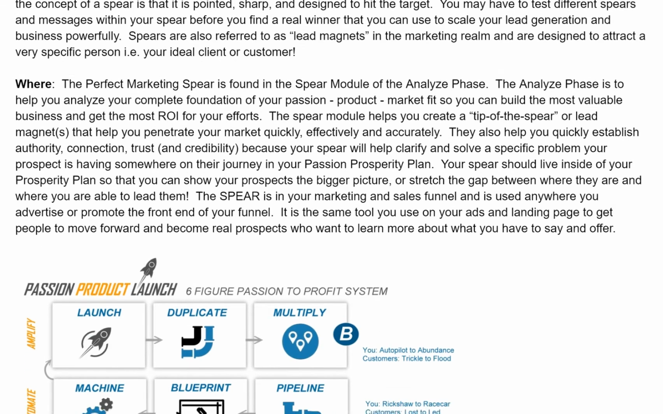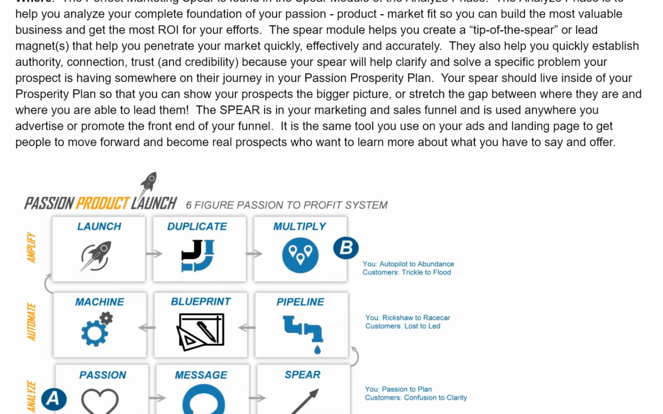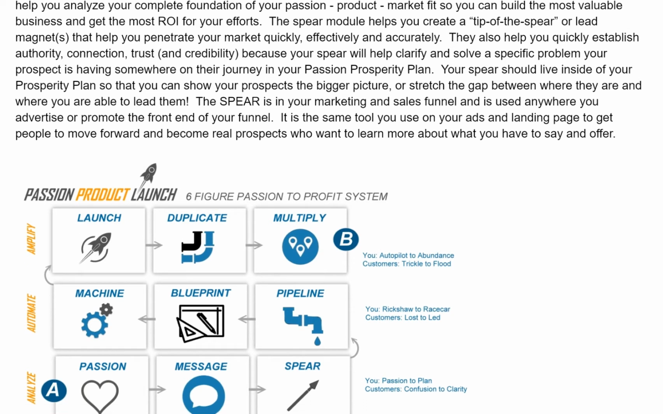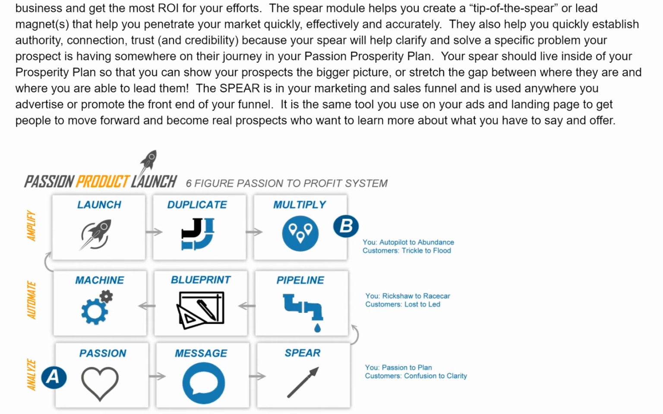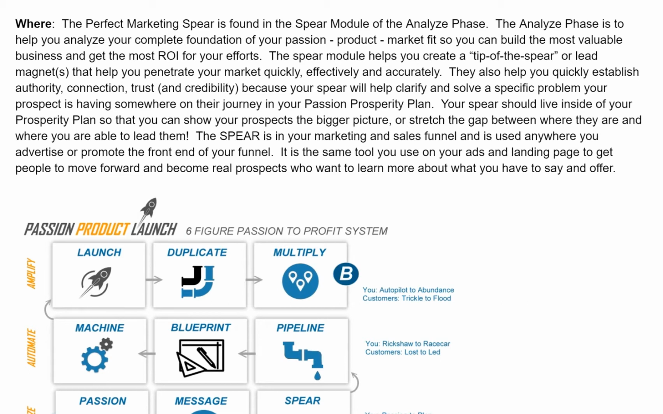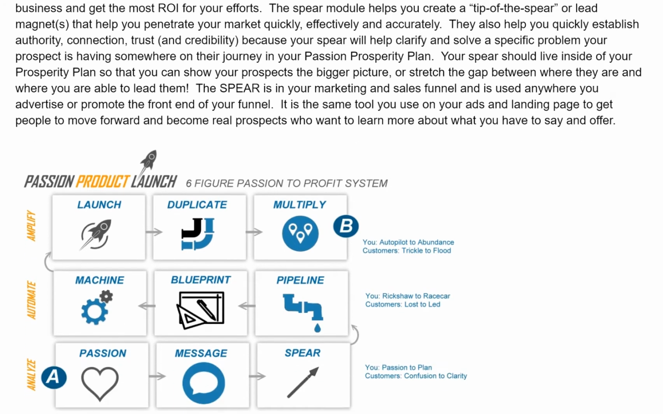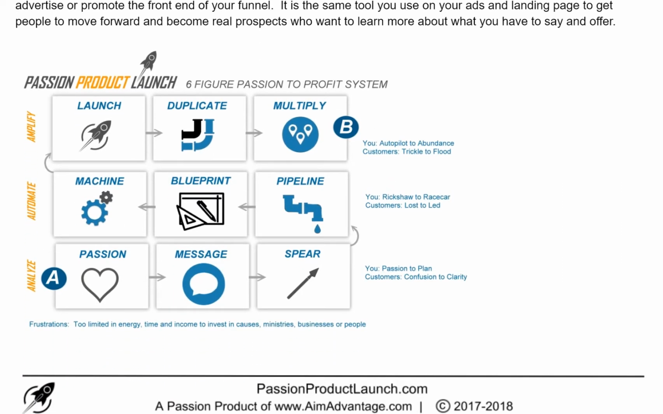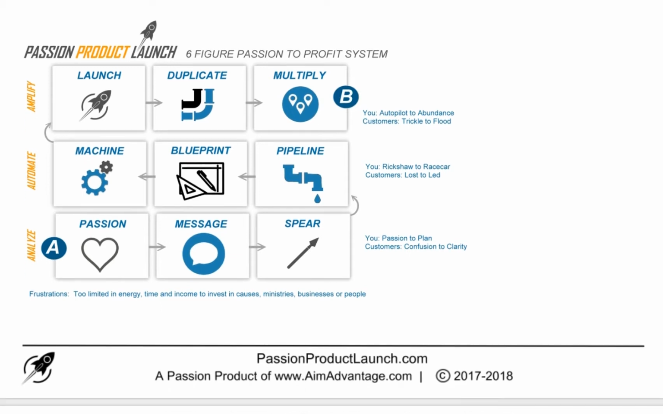So where does this exist? The perfect marketing spear is found in the spear module of the analyze phase. It's in the bottom phase to help you go from passion to plan and to take your customers from confusion to clarity. The spear is a very clear sampling and solution for your prospects so that they can taste and see that your solutions are good and they will want to move forward. The right ones will. So the spear fits in our prosperity plan to help you go from frustrated or limited passion to a fully launched passion product launch. Hope that makes sense.